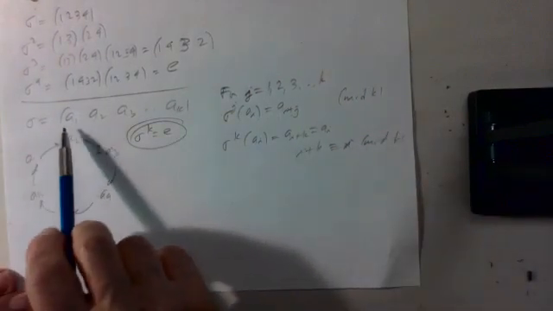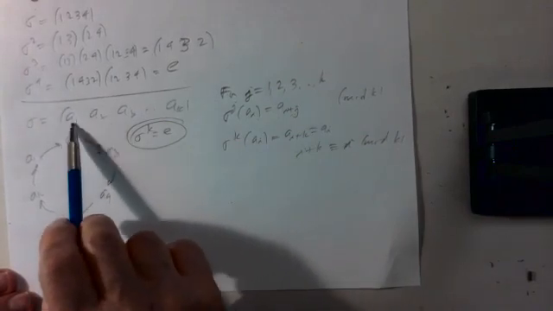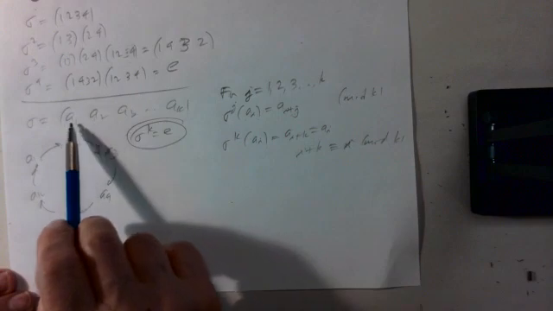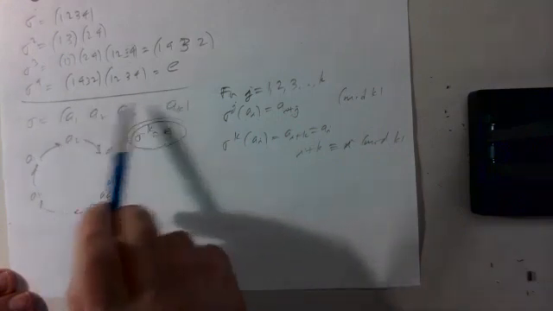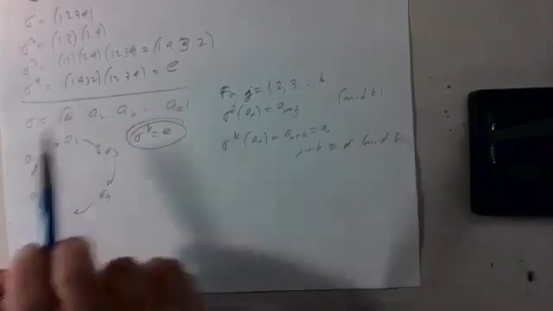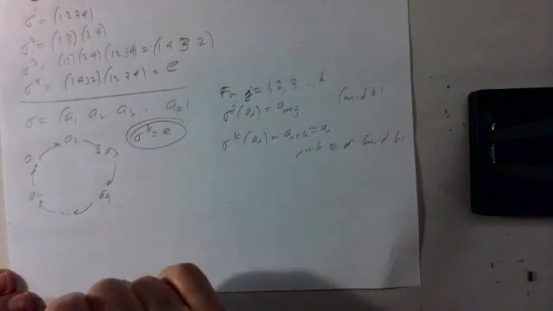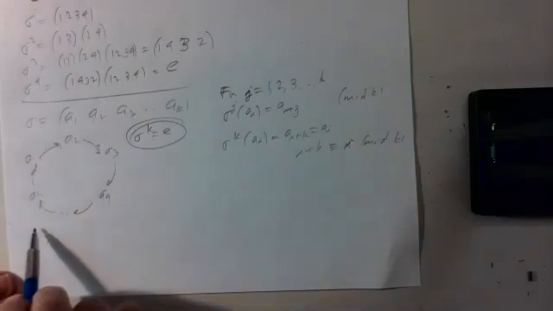If you go once, A1 goes to A2. Twice, A1 goes to A2, goes to A3. Three times goes to A4. K minus 1 times goes to Ak. K times brings you back to A1. That's all it is. Professor, I have one more question. Any other questions about this before we go on?